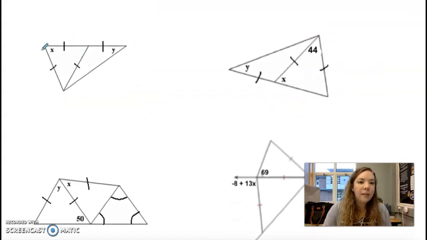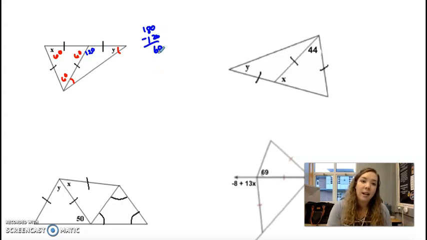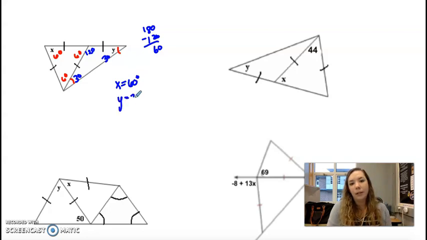Okay, here I have an equilateral triangle, which is going to mean that all three of these angles are 60. And then we're saying that this is an isosceles triangle, so these two base angles are the same. But I can find this angle by doing 180 minus 60 since they're a linear pair, which is 120. 180 minus 120 is 60, and then I have to divide that by 2 since these are the same, so that'd be 30 and 30. X equals 60 degrees, y equals 30 degrees.